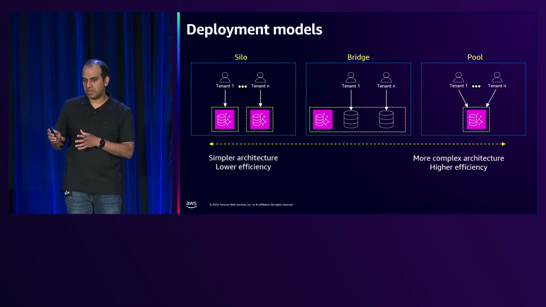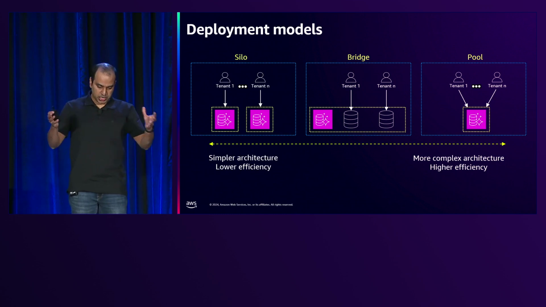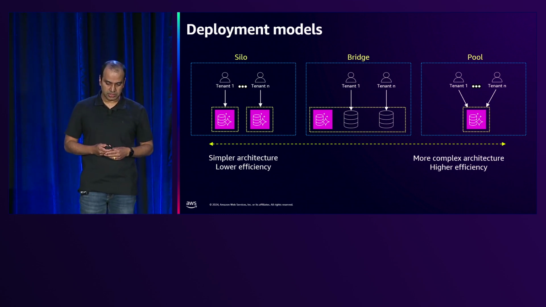But then, as you move towards the right, the pool model, things start to get a little bit better from an efficiency standpoint because you're sharing a common set of resources, but the architecture itself can get a little bit complex, right? So from an isolation and security standpoint, when multiple tenants are sharing the same set of resources, it can get a little bit harder, right?